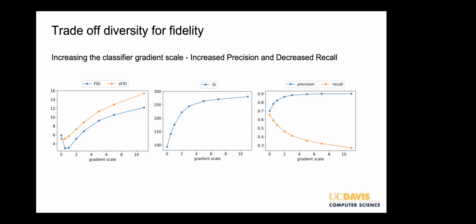So authors find that a scale of 1 or 2 is actually best for the FID, but they also mention that we can obtain more realistic samples by increasing the scale to a higher value.